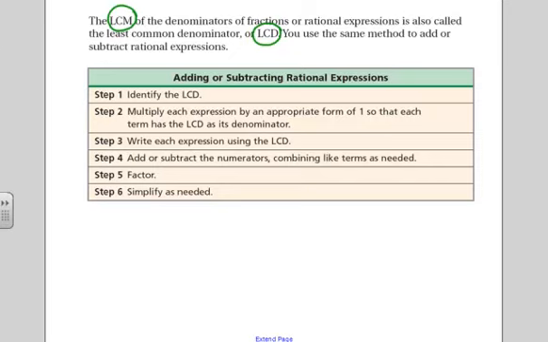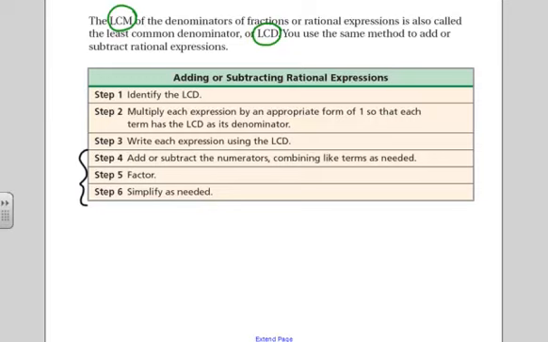But now we're going to use that to do some addition and subtraction of fractions that don't have common denominators. So the LCM of the denominators of fractions, or rational expressions, is also called the lowest common denominator, or least common denominator. You can use the same method to add or subtract rational expressions. So step 1, find your LCD, find the lowest common denominator. Then it says multiply each expression by an appropriate form of 1 so that the term has the LCD in its denominator. Step 3, write each expression using the LCD. And then steps 4, 5, and 6 are what we've been doing with the other problems.